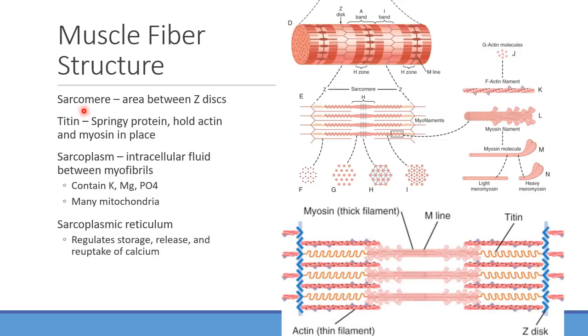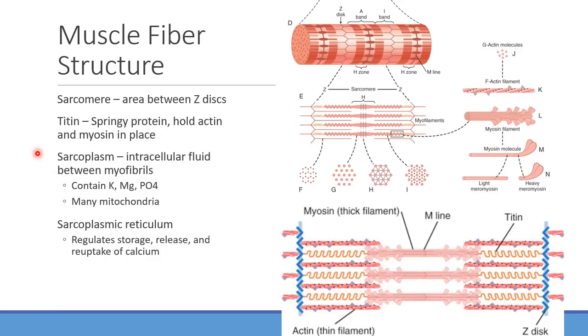So again, as I mentioned, a sarcomere is any area between the two Z discs. The Z disc will mark off each sarcomere there. And I mentioned that titin is that springy protein holding the actin and the myosin in place. So it keeps everything together. Actually, when the muscles were originally forming, that's what's forming the template there, is that titin. It's very important there.